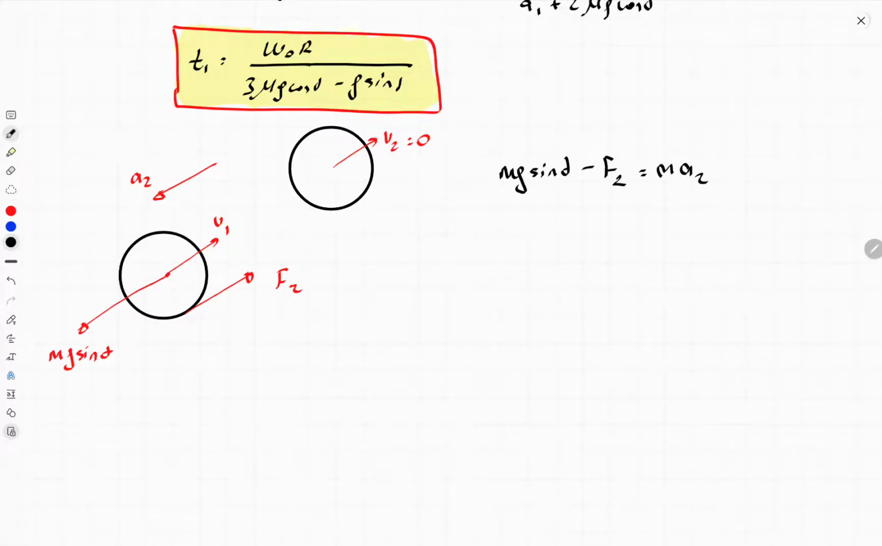Mg sine alpha is greater than friction force. That's why acceleration will be directed downward. That's why it will stop its motion upward after some time. Basically deceleration.